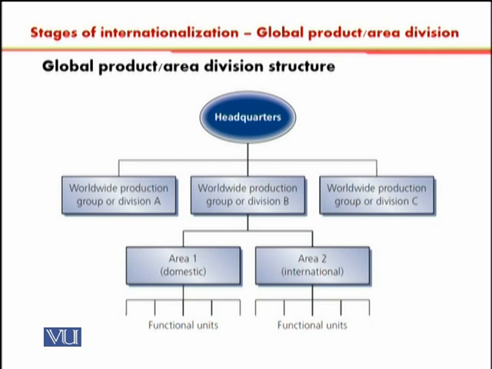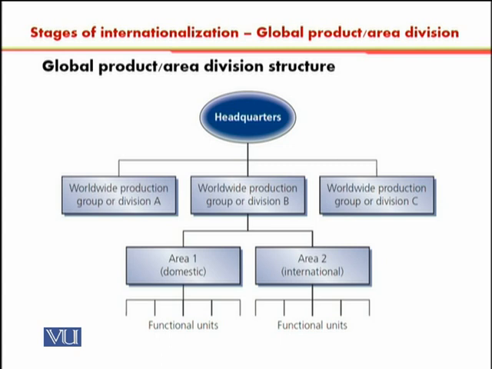This is a global product area division structure, a combination of both of them. In the first layer, you can see that this is a product division structure. And on the second layer, you can see that area divisions have also been added. So if an organization is producing three products, A, B, and C, if they want to go for a product division structure, they would have one worldwide production group or division A, worldwide production group or division B, worldwide production group or division C.